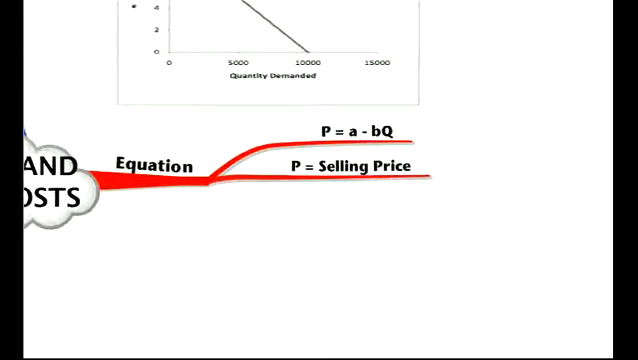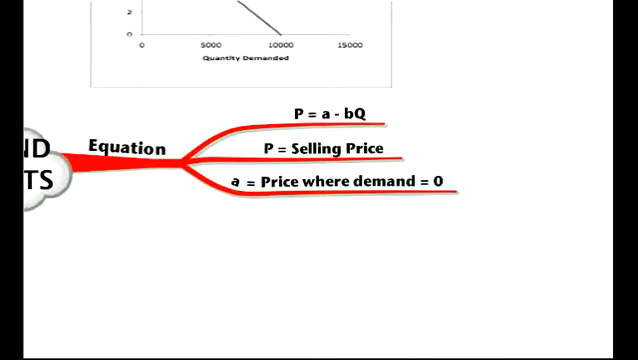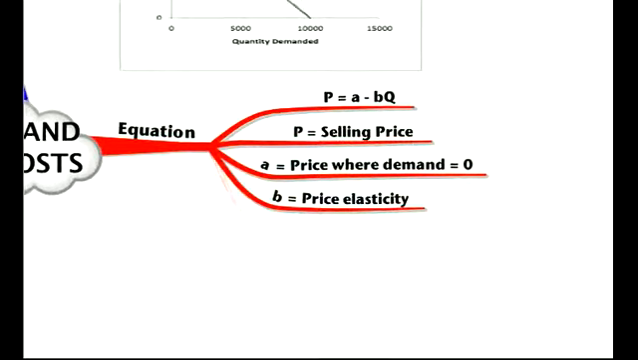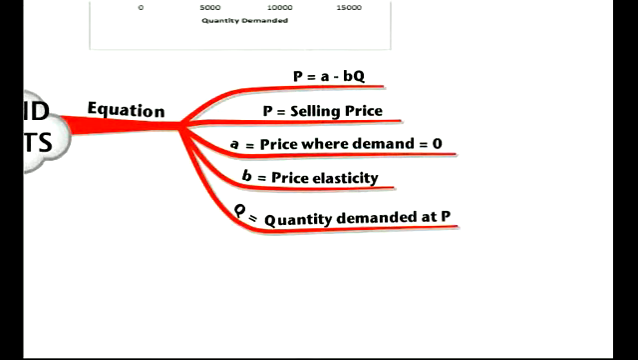So we just need to be aware that P is the selling price. A is the price where demand equals 0. So at what price will people say, no, sorry, that's too much, I'm not going to demand that product. B is the price elasticity, and that will determine the slope of the line, i.e. how quickly your demand will go down for changes in price. And lastly, Q is the quantity demanded at whatever price you are looking at. So just be aware of how demand affects price or price affects demand.